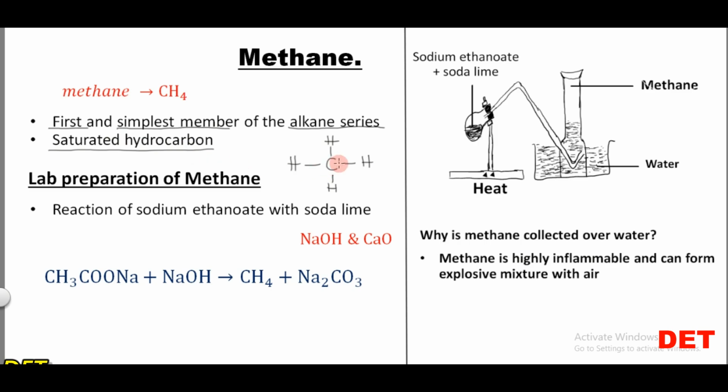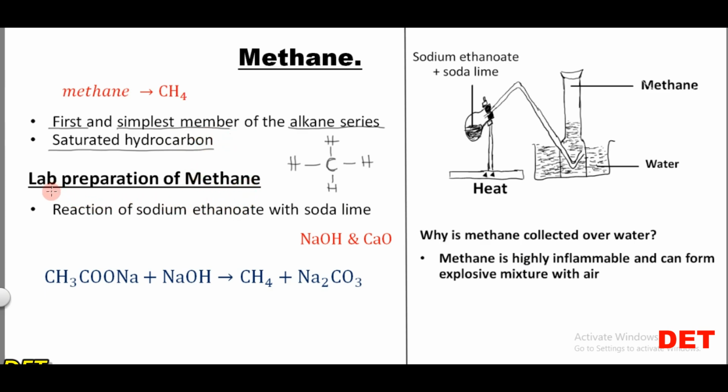It is a hydrocarbon because it is a compound of carbon and what? Hydrogen. So you have only hydrogen and carbon here. Again, the chemical formula for methane is CH4. It is the first and the simplest member of the alkane series, and it is a saturated hydrocarbon.